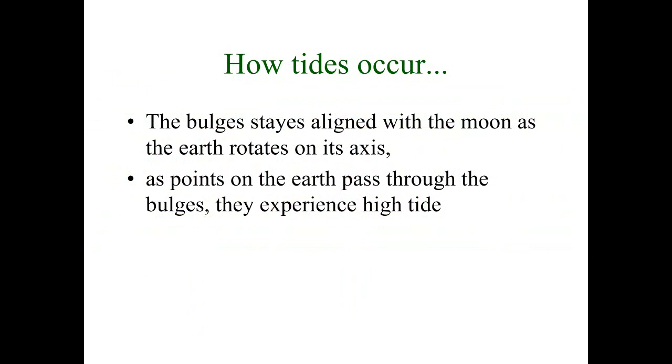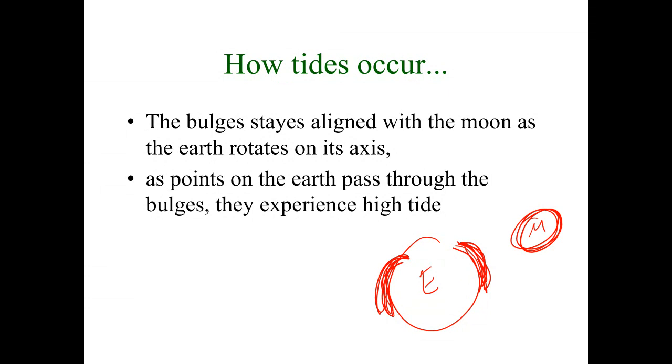How do tides occur? Well, the bulges are going to stay aligned with the moon as the Earth rotates on its axis, just like Newton showed us. So there's a bulge, and there's a bulge. Again, that's implying that the moon is here, Earth and moon. As points on the Earth pass through the bulges, they experience high tide. So if the moon moves, the bulge moves. Moon moves more, bulge moves more.